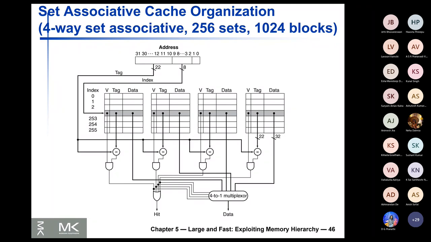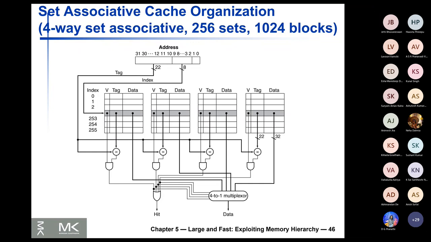The index is given by an 8-bit field. The tag is the remaining 22-bit field, and there is a 2-bit word offset. Now your search happens in parallel in 4 locations, because this is a 4-way set associative cache. When one of the locations has a hit, that word has to be sent out. So there is a multiplexer mechanism which tells which among these 4 locations the word was found.